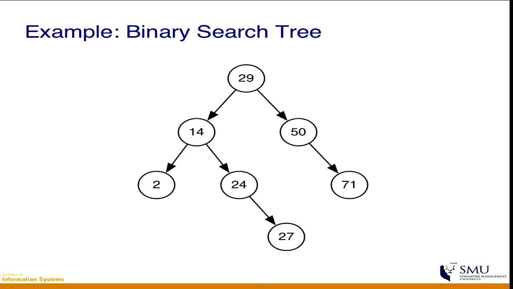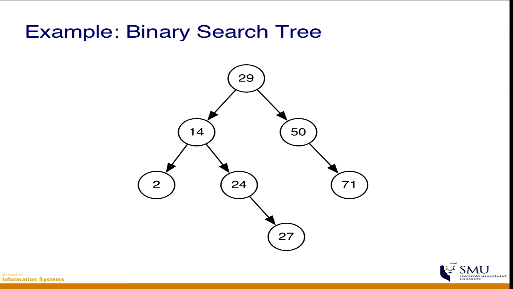Now this is an example, right? If you look at 29, anything to the left of 29 is smaller, anything to the right is larger. And then if you look at 14, anything to the left is smaller, anything to its right is larger. If you look at 24, nothing on the left, anything to the right is larger. So this is true for every single node, and this is what we call a binary search tree.